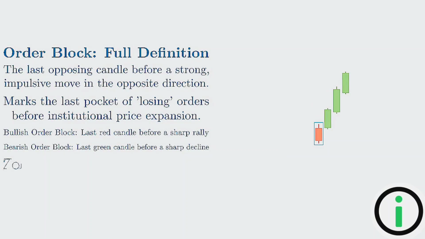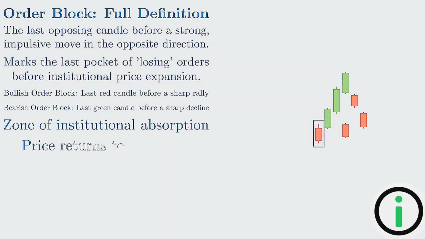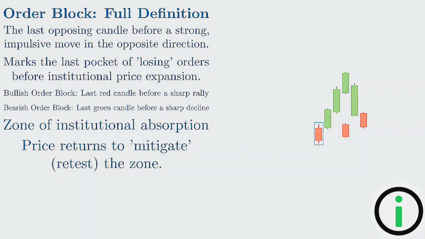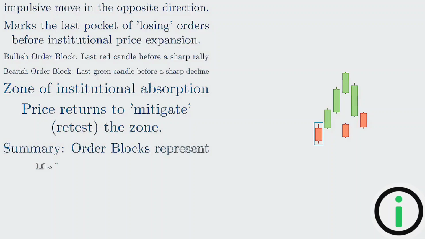Why does this specific candle matter? That candle marks the exact zone where large buy or sell orders were absorbed. Institutions often haven't finished filling their full position size during that first initial move, because the volume is so high. Therefore, price frequently returns to mitigate or retest that zone to pick up the remaining orders before continuing in the original direction. By the end of this section, you will be able to define an order block and explain why price tends to return to it.